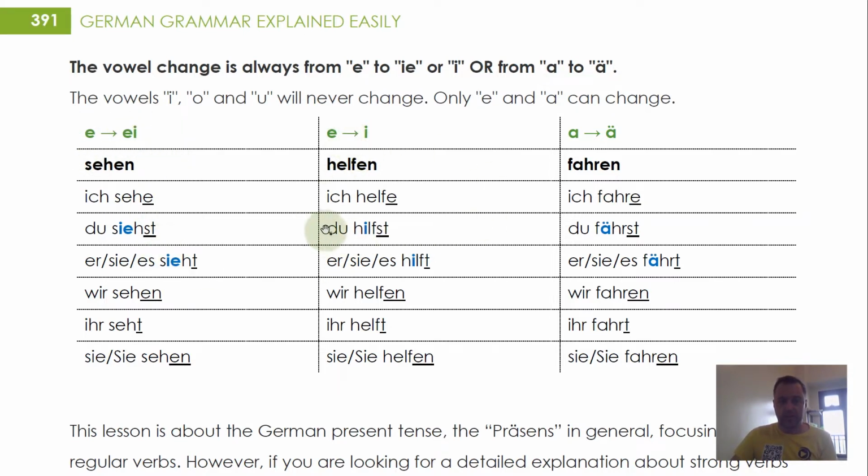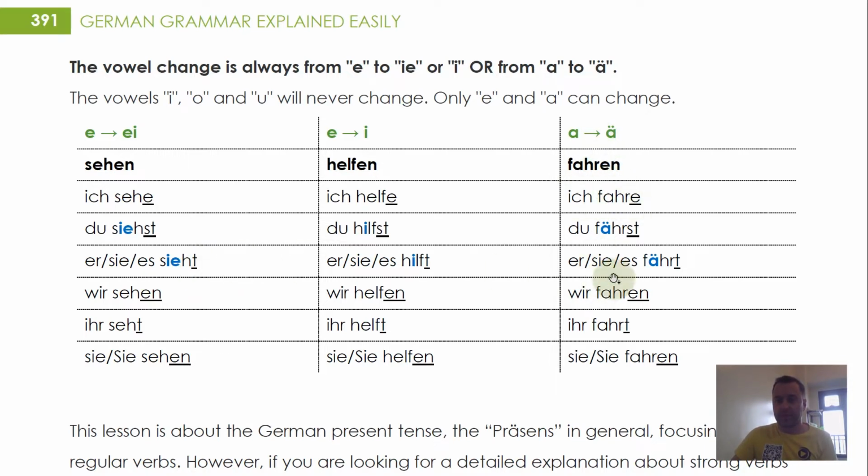And helfen: du hilfst, instead of du helfst. Sie, es hilft, instead of sie, es helft. You can see the ending is regular. There is no change to the ending here. It is still the regular ST or the regular T.